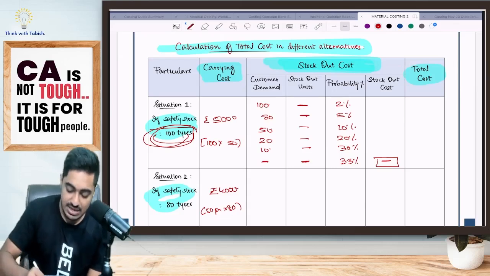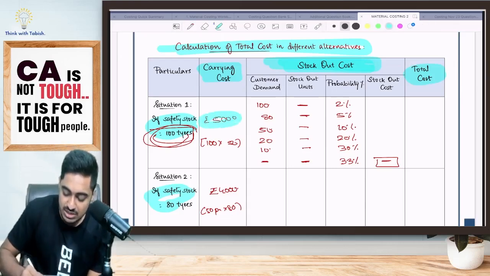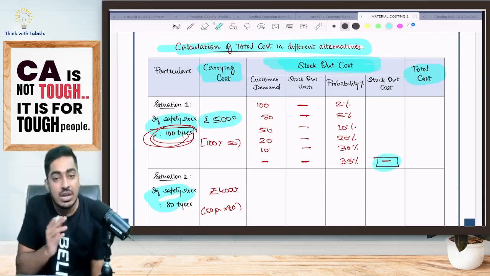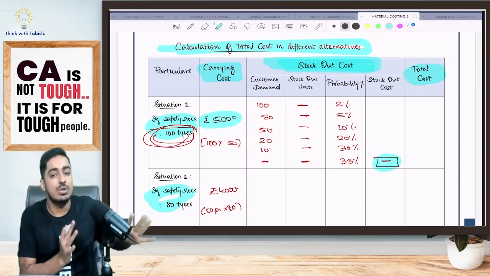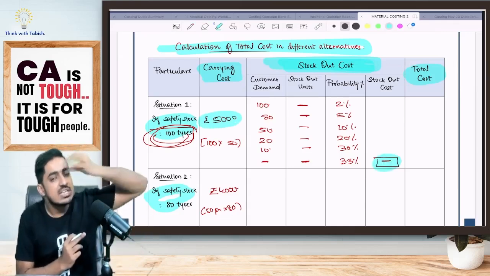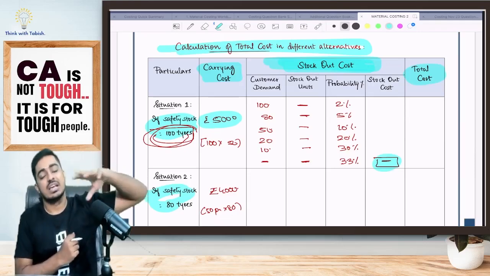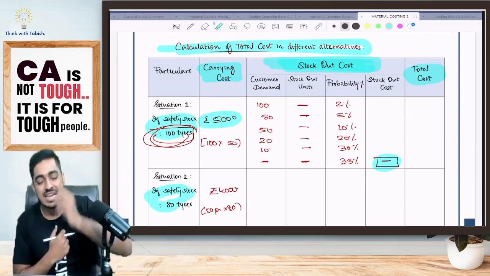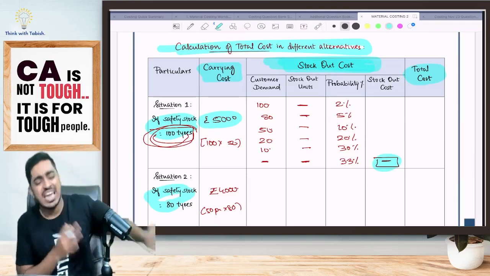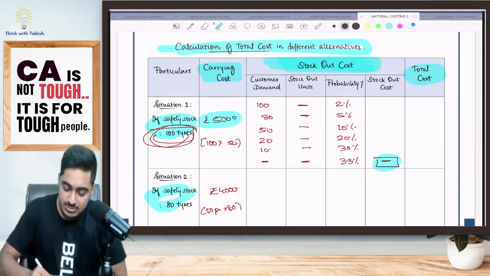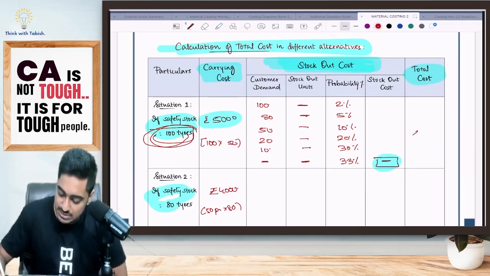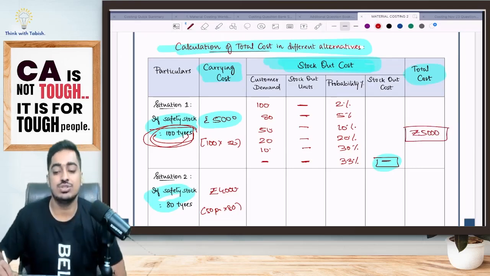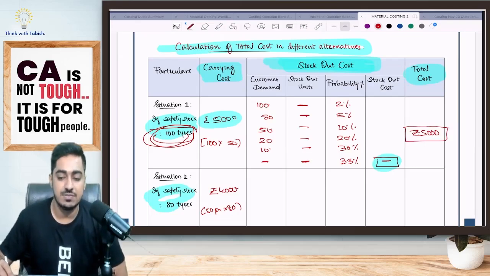Yes or no, everyone? That means how much carrying cost I will incur? 5,000. Yes, if I am holding 100 tires extra with me throughout, will there be any chance of stock out? No, students. Customer came, asked 10, 20, 50, 80, 100. I have it with me. No tension. That means my total cost will be 5,000 rupees. Is this clear, everyone? Reasonably understood. Yes, give me a confirmation.